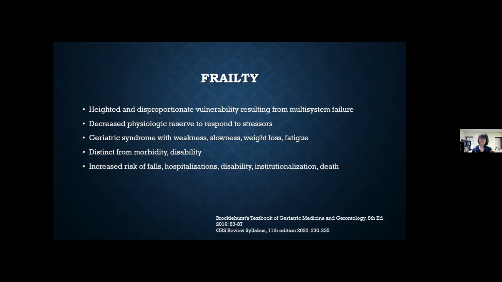It is distinct from morbidity or illness, and is also distinct from disability, even though, again, all of these things do interrelate and can create a vicious cycle for people. The biggest reason for identifying this is it has been linked to all sorts of negative outcomes, including falls and hospitalizations, and even death.